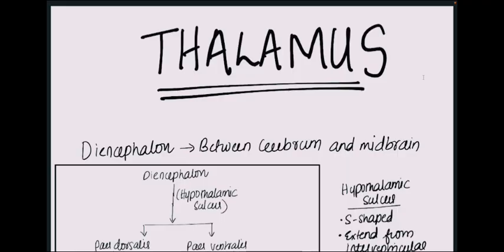Hello everyone. The topic of discussion is from Neuroanatomy. The topic is thalamus. The thalamus is a part of diencephalon, and the diencephalon is the part of brain that lies between the cerebrum and the midbrain. Before going into the details of thalamus, we will first discuss about the diencephalon and its parts.